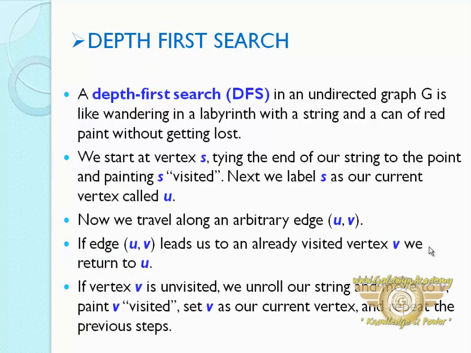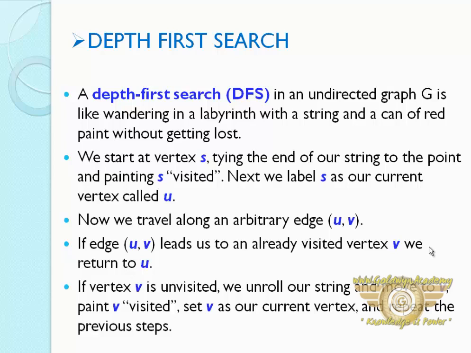Now, the depth first search. A depth first search in an undirected graph G is like wandering in a labyrinth with a string and a can of red paint without getting lost. We start at vertex S, tying the end of our string to the point and painting S visited. Next, we label S as our current vertex called u.